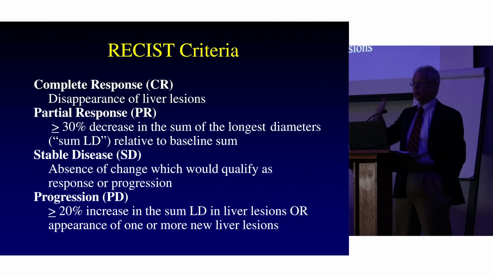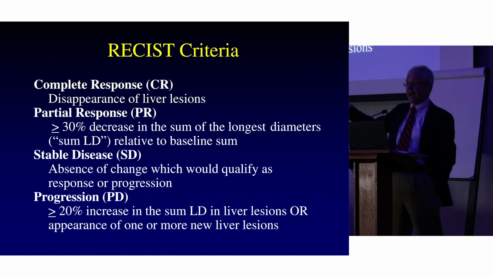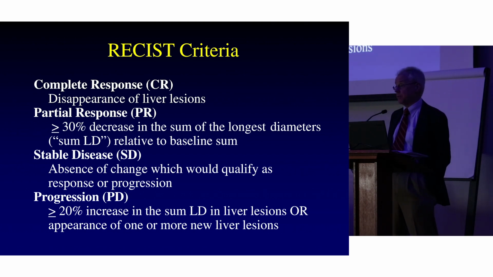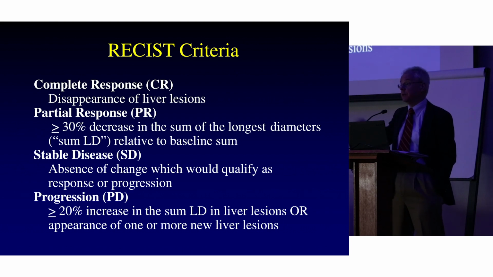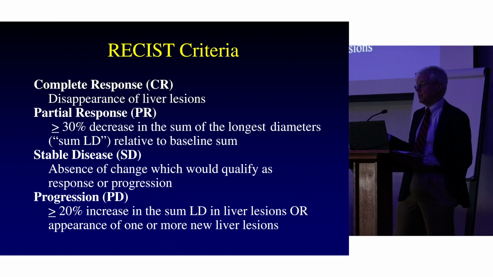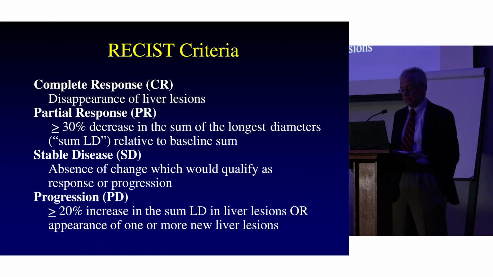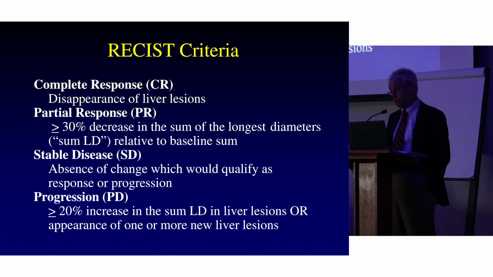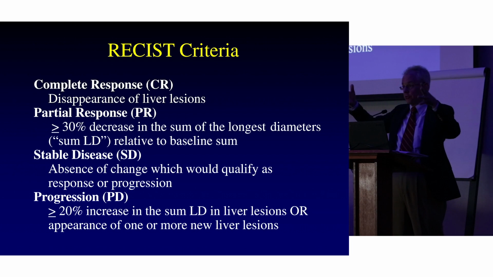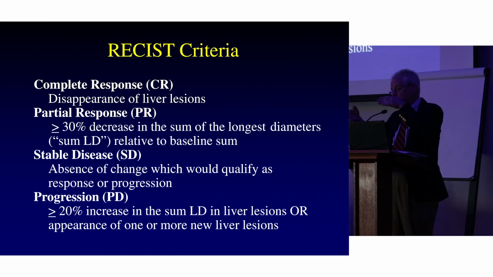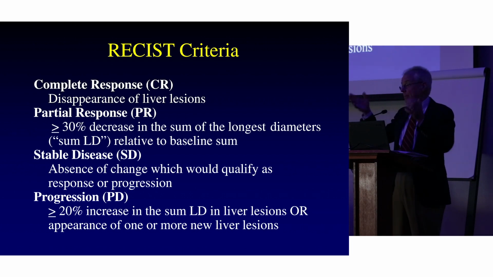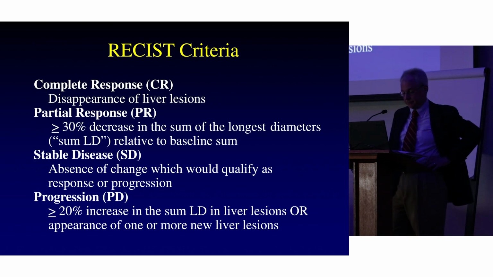Okay. In looking at a scan after having some type of therapy, a complete response means the tumors went away. A partial response means they're at least 30% smaller. Progression means they grew by at least 20%. And stable is considered the whole area of, well, maybe they grew a little, maybe they shrank a little, but not that big a difference.